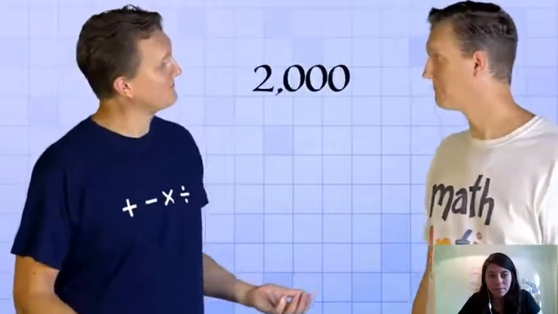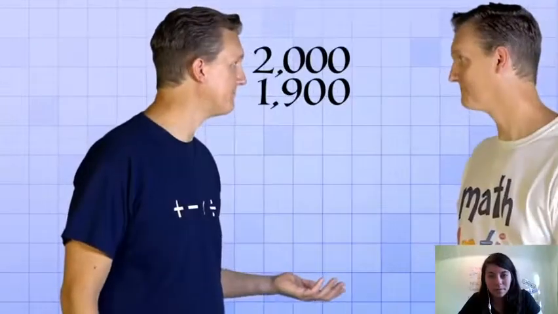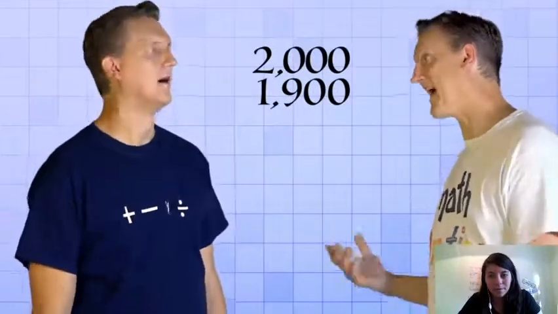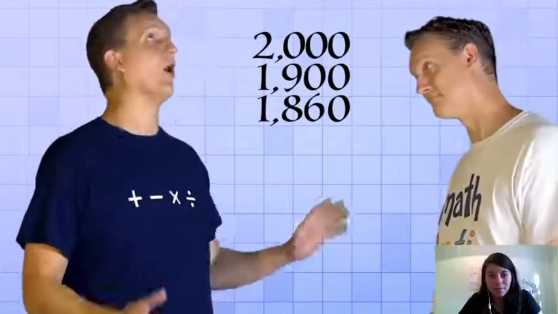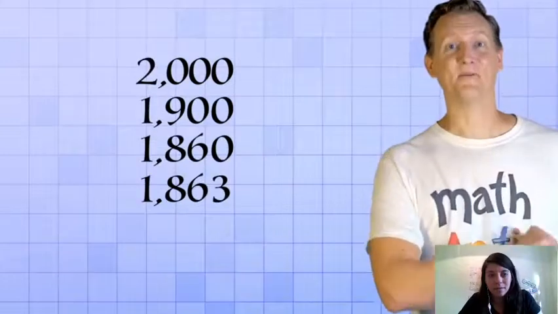How many students went to my high school? Oh, about 2,000. Okay, but it wasn't exactly 2,000, was it? Well, no, it was more like 1,900. But it probably wasn't exactly 1,900 either, was it? Well, no, it was more like 1,860. All right, fine. 1,863. See what I did there?